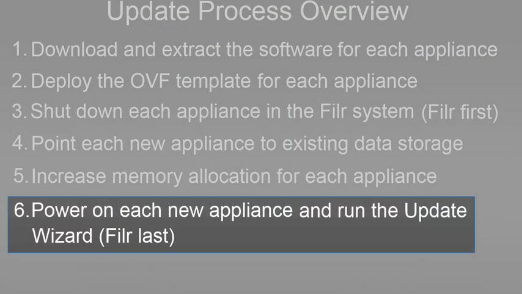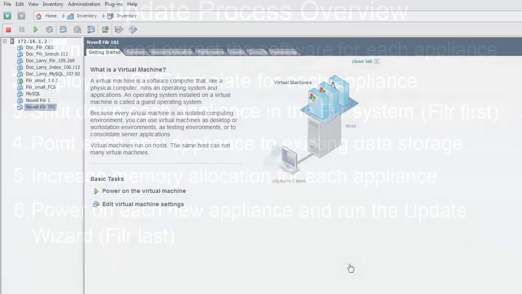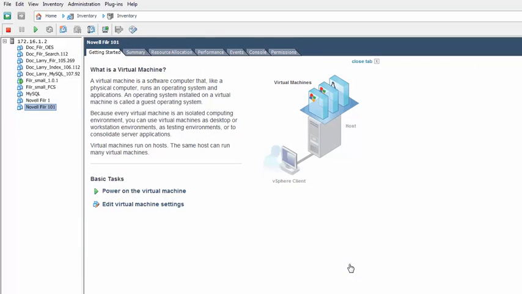Now it's time to power on each new appliance, and run the update wizard for the Filr appliance. It is important that you power on the Filr appliance last, after powering on any search index and database appliances. For the purposes of this demo, we'll assume that I have already powered on the search index and database appliances, and that I am now ready to power on and run the update process for the new Filr appliance.